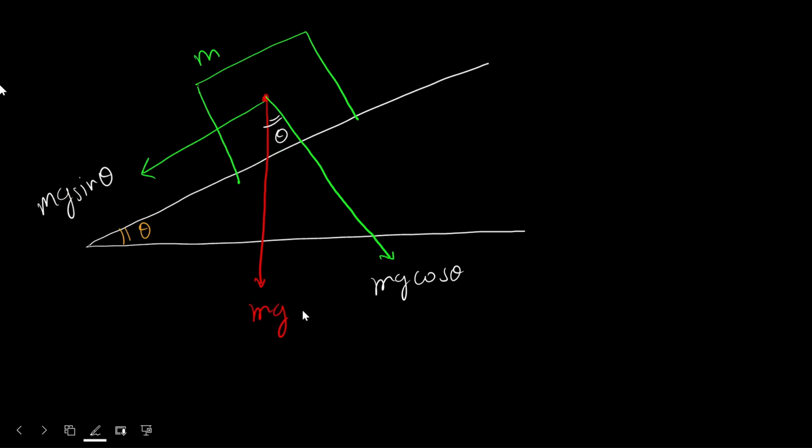Therefore, we have resolved the forces along the inclined plane, and we figured out that the x component of the force is going to be mg sine theta, and the y component of the force is going to be mg cos theta.